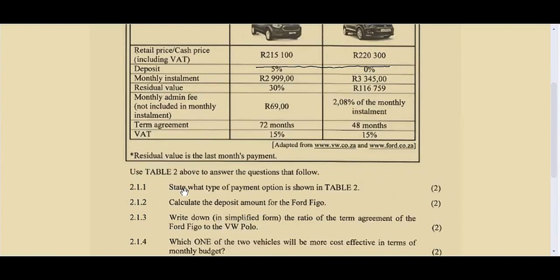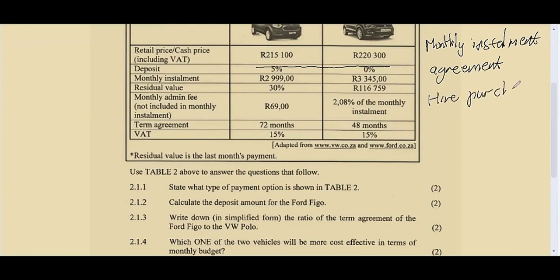Then 2.1.1 says, state what type of payment option is shown in table number 2. So we already spoke about that. We said this can be monthly installment. This is monthly installment agreement. Or we can call it a hire purchase. Or we can even call it credit option, right? So either one of these three is correct.